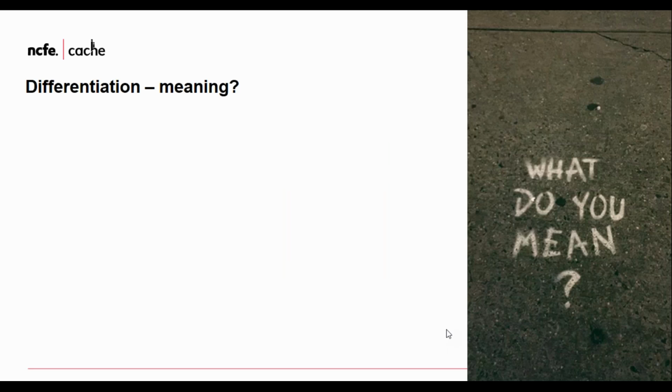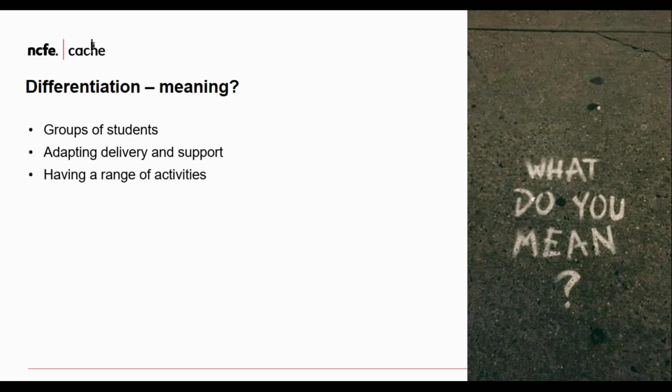Before we go any further, we're going to briefly recap what we mean by differentiation. So firstly, it relates to working with groups of students. Even in small groups, the needs of the students will be very different. So we're going to focus the content of this session on working with cohorts of students and adapting sessions and input in relation to individual student differences. With this in mind, it's therefore about teachers adapting their delivery and support practice in relation to their students' needs. Having a range of activities is always good practice, and links to preferred learning styles and allowing for the students to have the time and the structure to learn effectively as individuals.